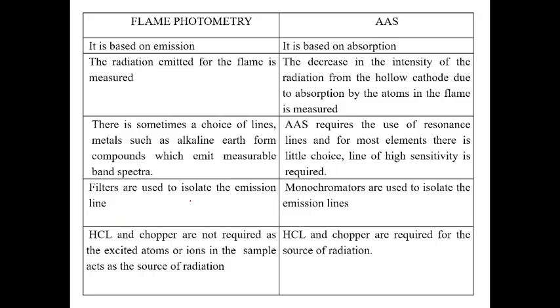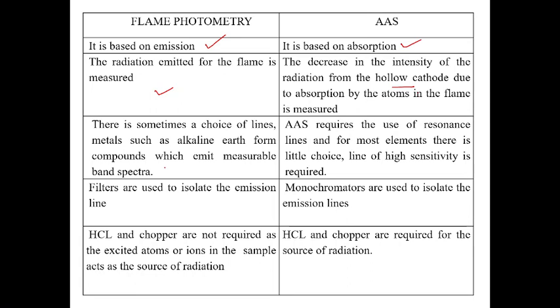Okay, so if we compare flame photometry and AAS, flame photometry is based on emission, and AAS is based on absorption. That we know. The radiation emitted from the flame is measured, and in AAS the decrease in the intensity of the radiation from the hollow cathode lamp due to absorption by atoms in the flame is measured. So in this we are making use of a hollow cathode lamp.